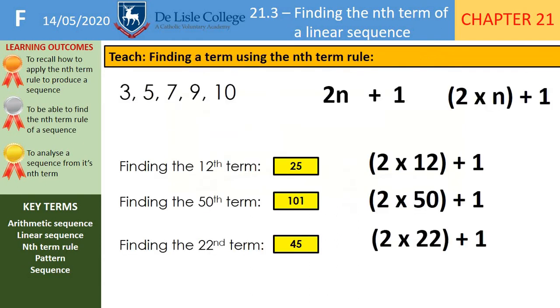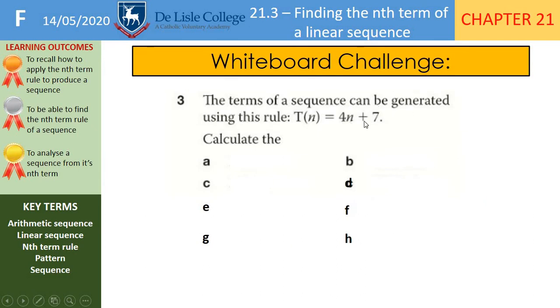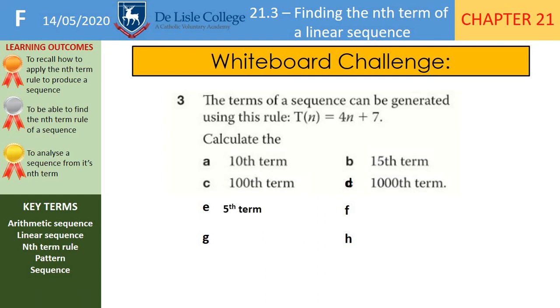So using this idea, where when you're trying to find a given term number, a term in the sequence, you just substitute that value in for n. So I would like you to use this nth term rule, 4n plus 7, to find the following terms for this sequence. Okay, so just remember, for this one, n would be 10. So you do 4 times 10 plus 7. This time n is 15. 4 times 15 plus 7. Okay, so we know what we need to do. Please pause the video and find those terms for that nth term rule and the sequence.